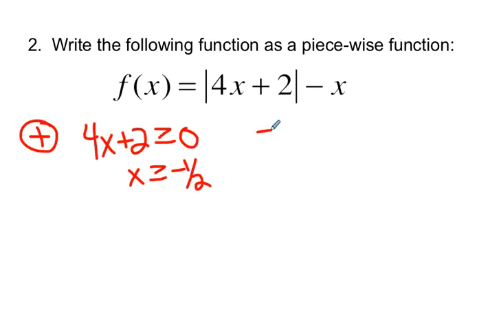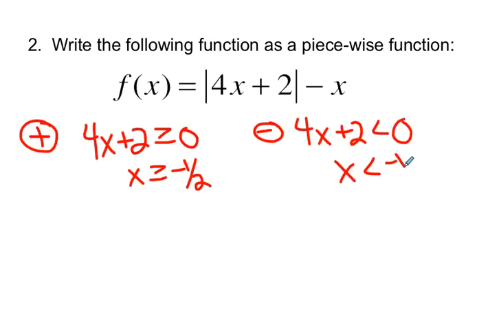And then for the negative part, 4x plus 2 is less than 0. And obviously, if this one's negative 1/2, then this one has to be negative 1/2. You're just going to get less than, because an absolute value contains every domain. So this is everything if you put the two together.